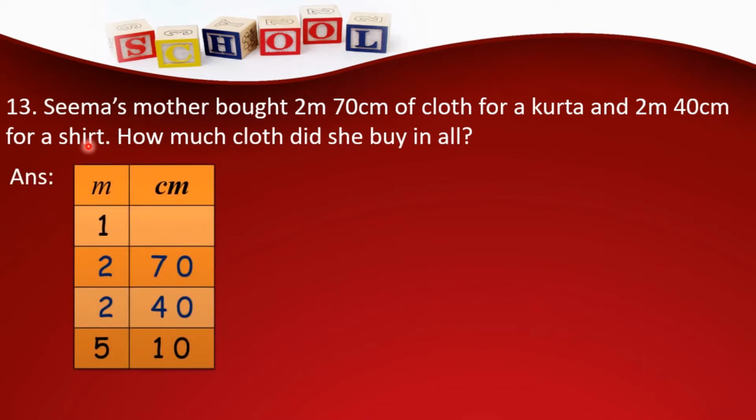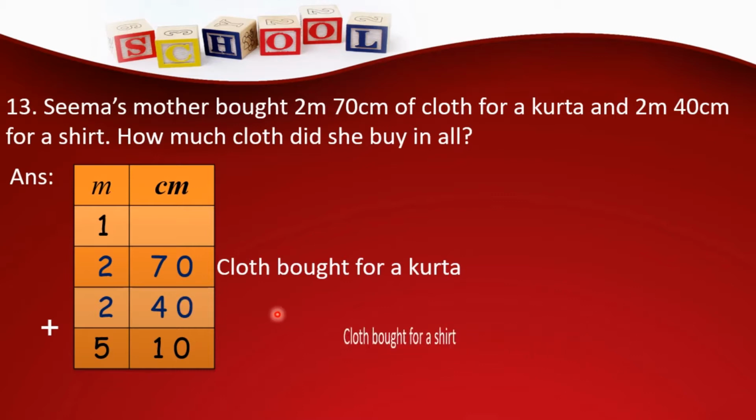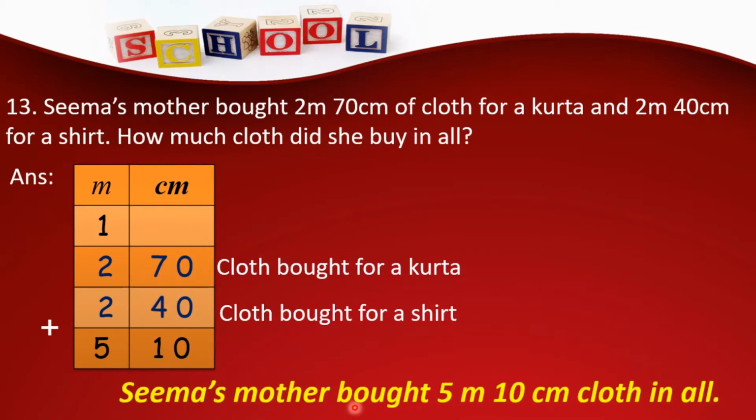So, we write 2 meters and 70 centimeters in the centimeter column and 2 meters in the meter column, which is the cloth bought for a kurta. And next we write 2 in the meters column, 40 in the centimeters column, which is the cloth she bought for a shirt. So let's add these two and we get the answer: Seema's mother bought 5 meter and 10 centimeter cloth in all.